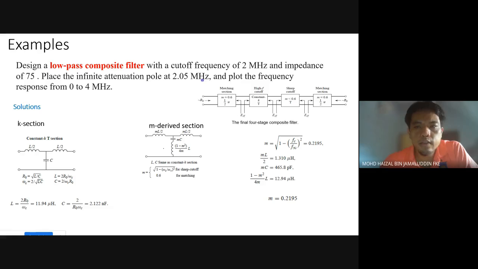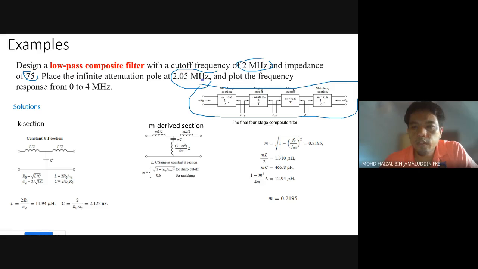Okay, it is given the impedance 75 ohm. R0 is 75 ohm, FC is 2 MHz, F infinity is 2.05 MHz. So in order to design this, you need to know the form of the final four stages.